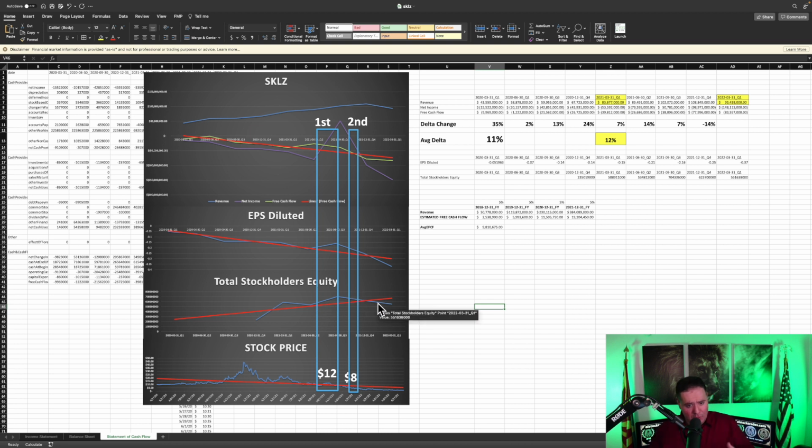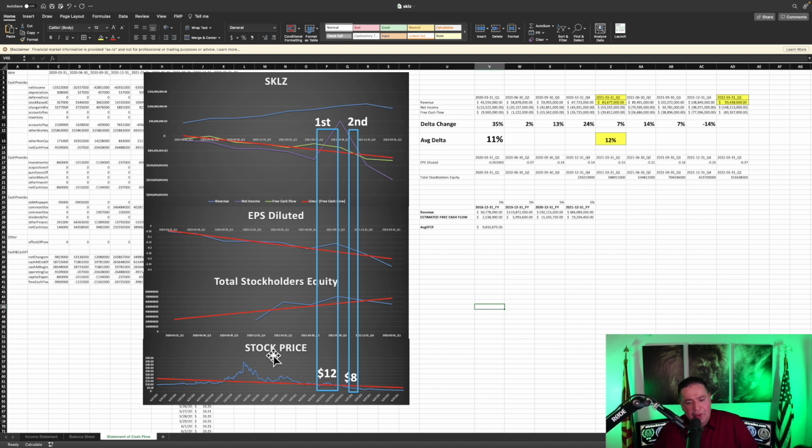If you want to derive this, you can easily get it from the income statement and the cash flows from the statement of cash flows, EPS from the income statement, and the stockholders' equity from the balance sheet. And obviously the stock price, you can get that from the exchange.